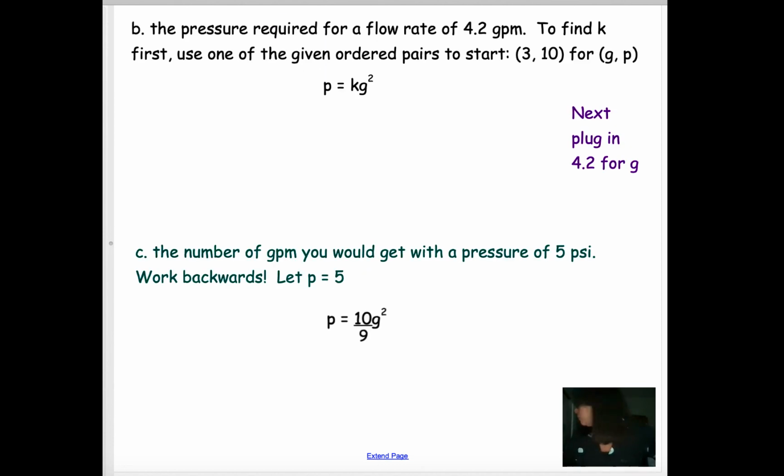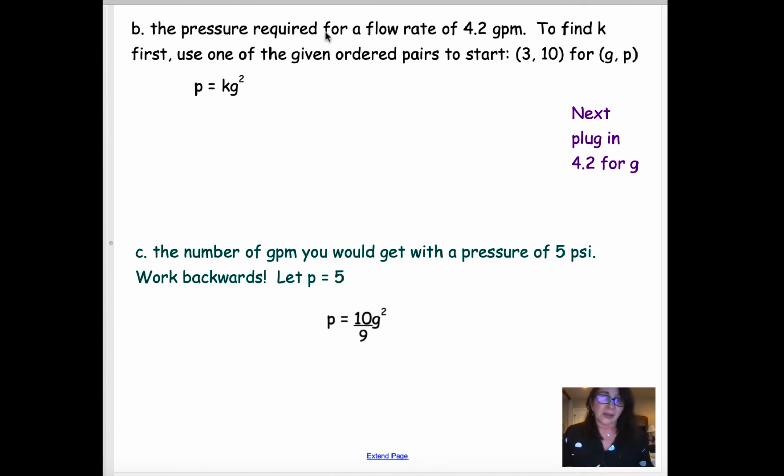So for this problem here, for part B, it says the pressure required for a flow rate of 4.2 gallons per minute, that's what you're trying to find. To find K, you have to find your equation first. So the only way to find the equation is basically to plug in the points that you have for your gallons and for your pressure.